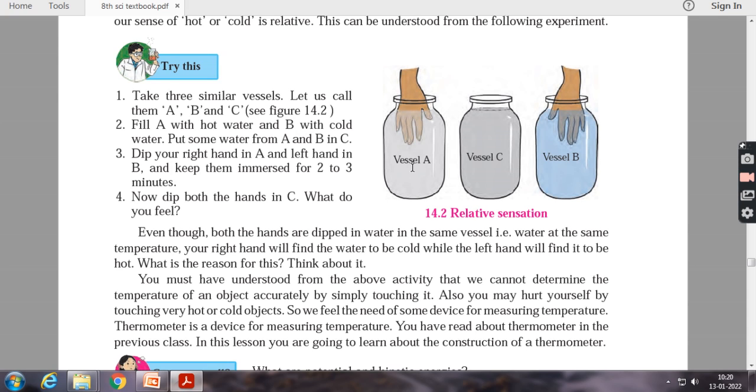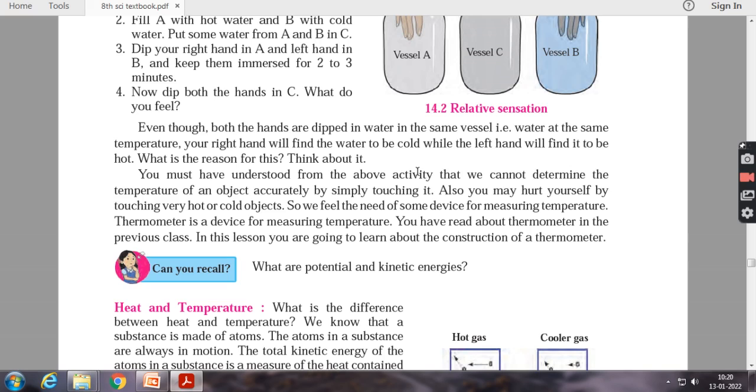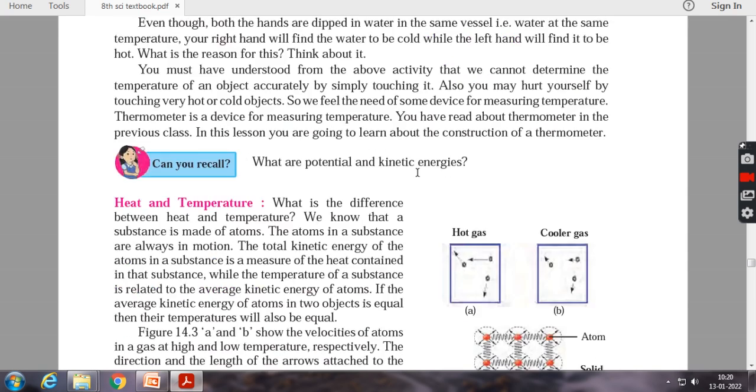So depending on how much the heat is, the temperature changes. We cannot touch an object and say what its temperature is. To measure temperature, there are different parameters to measure heat and temperature. As I told you, heat is measured in joules, and now we will see how the temperature is measured.